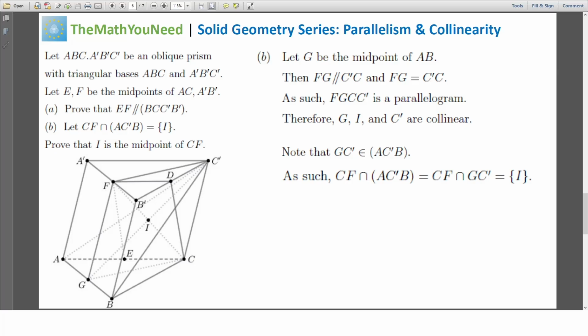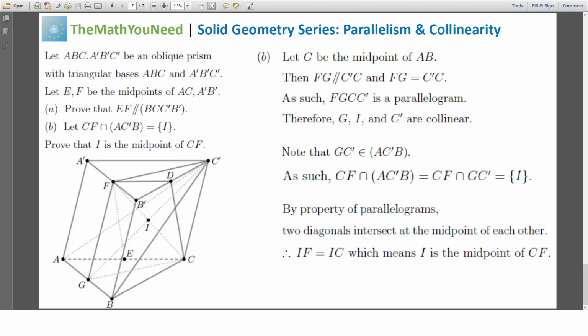Note that G, C prime lies in the plane A, C prime, B. As such, CF intersects plane A, C prime, B is the same as CF intersects G, C prime at I. But by property of parallelograms, we know that the two diagonals intersect each other at the midpoint. Thus, IF is equal to IC, which means that I is the midpoint of CF. And that is it for part B.